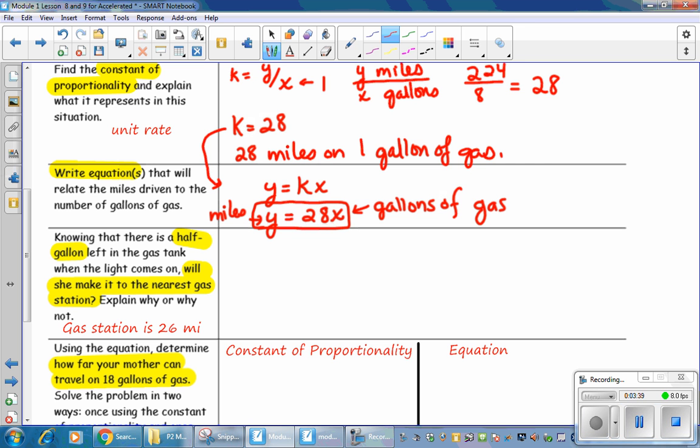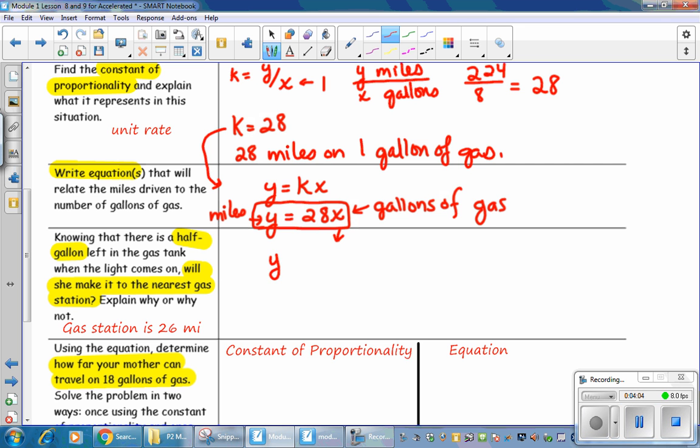Knowing that there is a half gallon left in the gas tank when the light comes on, will she make it to the nearest gas station? Explain why or why not. Now we know that the gas station is 26 miles away and that she has a half gallon of gas left. So we want to know how far that half gallon will take her. So remember that x is our gallons of gas, and we know that we have a half a gallon.